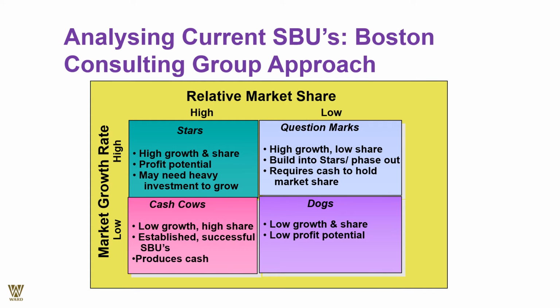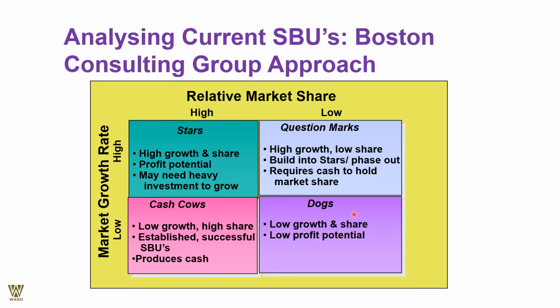Let us talk about the Boston Consulting Group approach in terms of current SBUs, or strategic business units. In the BCG matrix, as it is popularly known, the x-axis tells you about relative market share, whereas the y-axis is the market growth rate. When relative market share is low and market growth rate is also low, what kind of portfolio is it? It is low growth and low share, probably with very low profit potential, and possibly loss making also. So it is very poor in terms of market share and market growth rate.